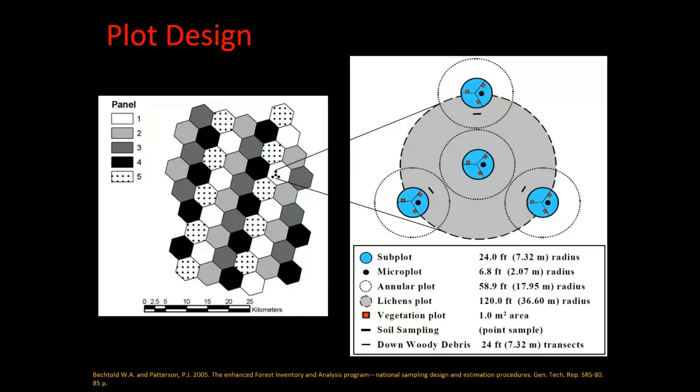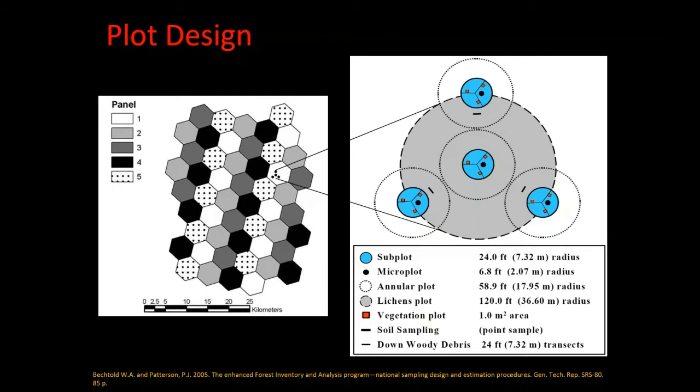So with that plot design, you can imagine one of those plots is really 4 subplots. And on the subplots, we measure the standing, live, and dead trees. On these smaller microplots, which are about 6.8 feet in radius, we measure the saplings, and so that's trees less than 5 inches, and do a seedling count. And we also do soil sampling, down woody debris or dead wood sampling on transects on those plots. Plus have understory vegetation like shrubs and grasses that we measure on those red quadrats, as it were.